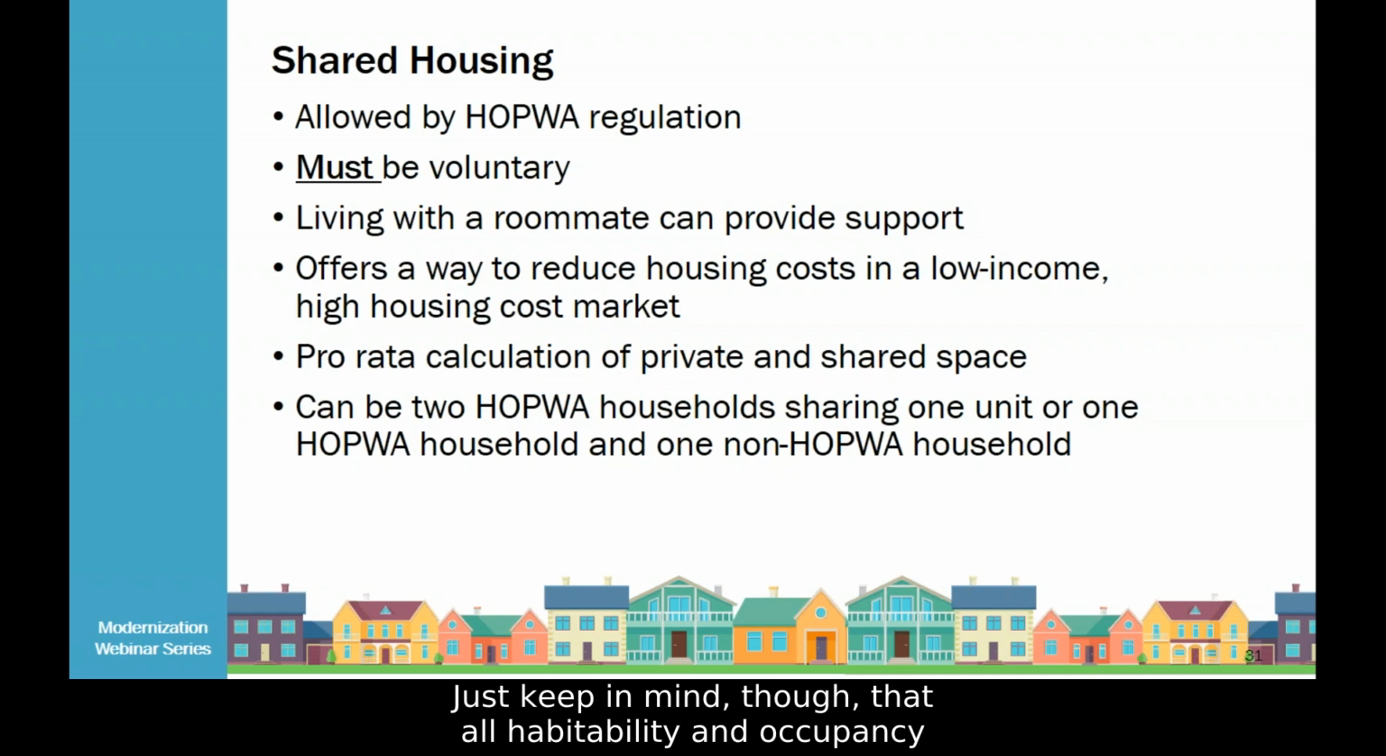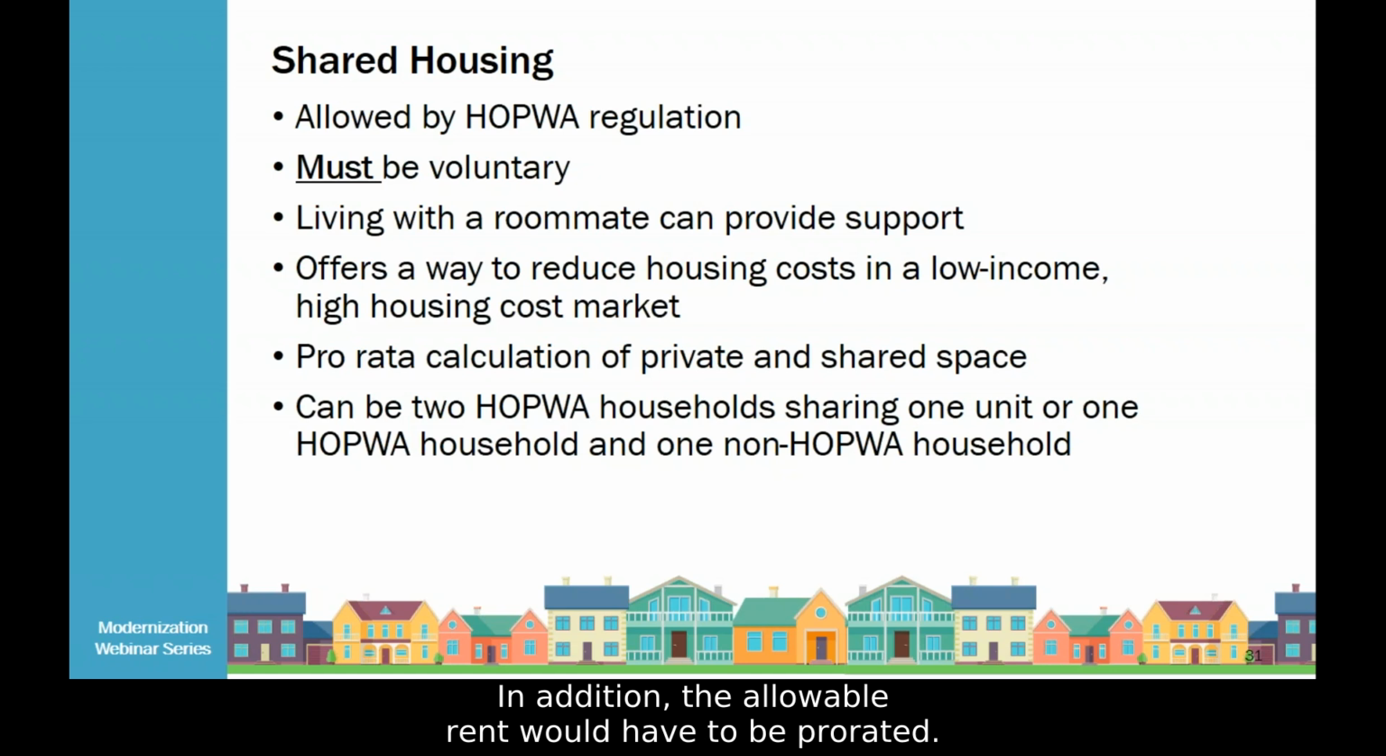Just keep in mind, though, that all habitability and occupancy standards must be met. So shared housing is not overcrowded housing, it's just shared housing, right? The folks who are in it are going to get the number of bedrooms that they need based on their size. The other thing with shared housing is that each eligible HOPWA household in that shared housing would get their own separate lease, and a contract would be executed for each distinct household.